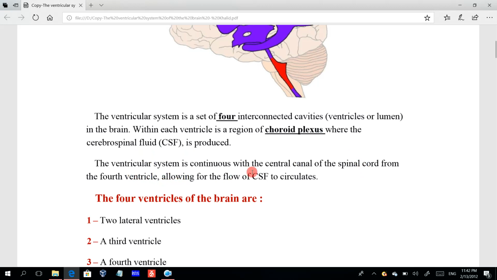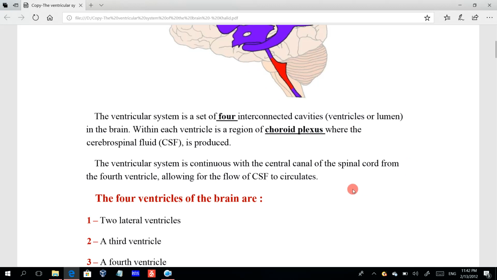Through the lower part of the fourth ventricle, it allows the flow of CSF within the canal, and it will circulate deep to the spinal cord, and then leave the spinal cord through special foramina to go to the subarachnoid space and surround the spinal cord. And also the CSF will leave from the fourth ventricle through special foramina to go to the subarachnoid space that surrounds the brain tissue.